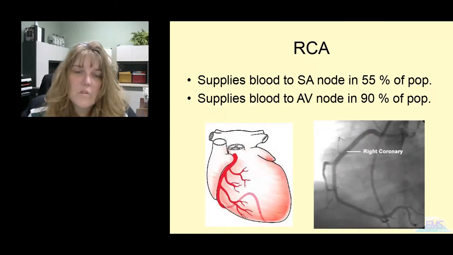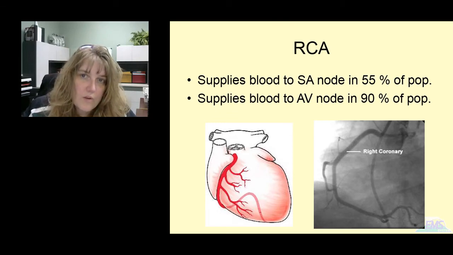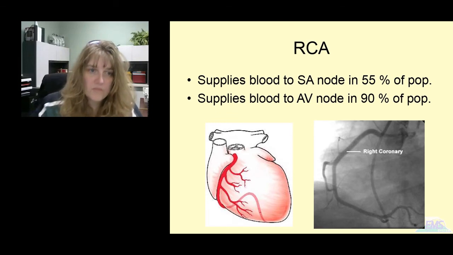And this gives us some specificity on that. So the right coronary artery supplies blood to the SA node in 55% of the population and 90% of the population to the AV node.